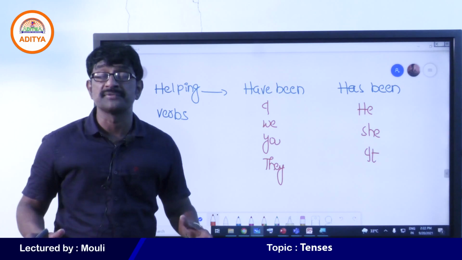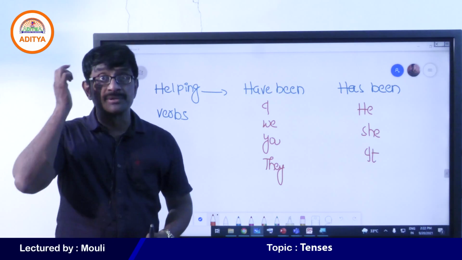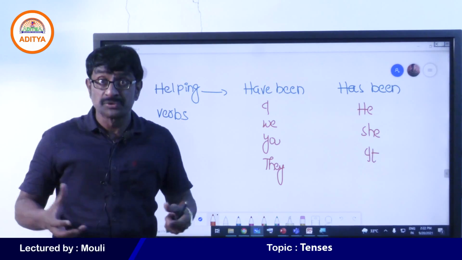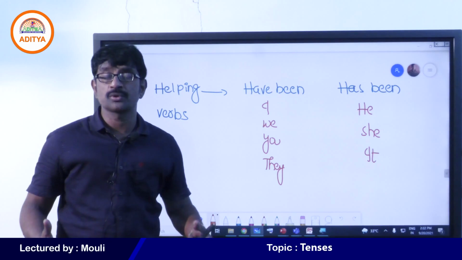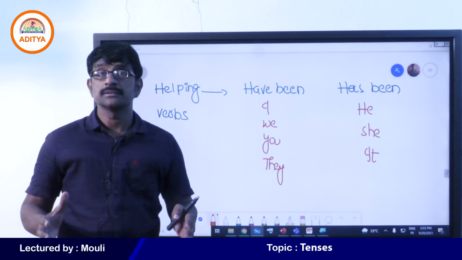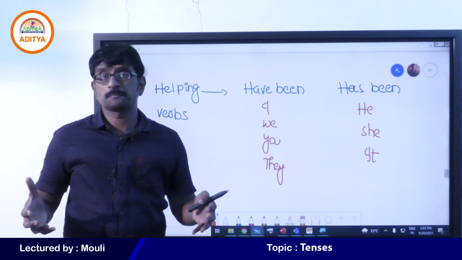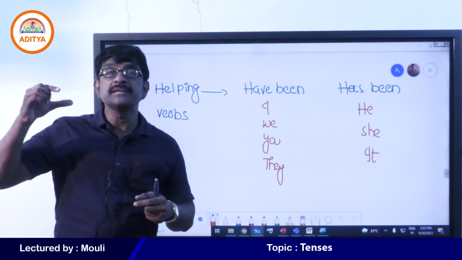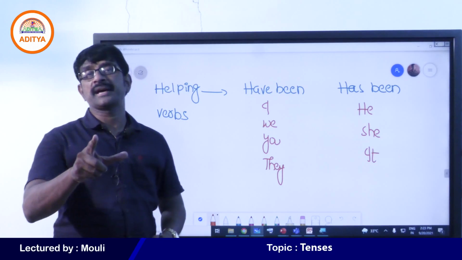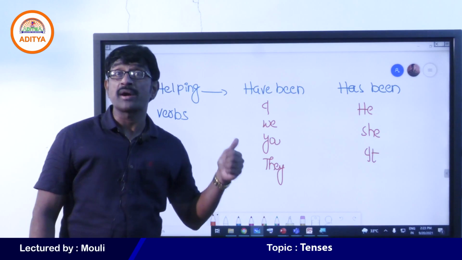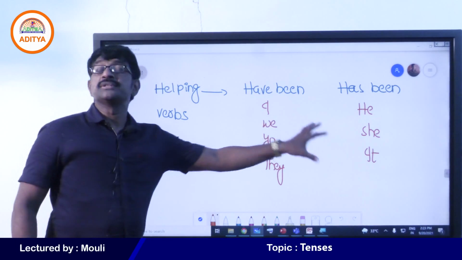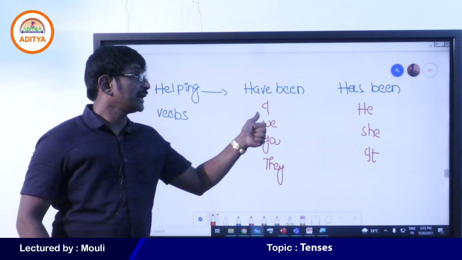So we can find the difference very easily and we can remember. Most of the students and outsiders are getting confused between have been and has been. They are unable to understand the real difference between these two. Instead of have been, they go for has been. Instead of has been, they go for have been. We should not do like that. We are doing the right job now. Students, did you see this? Have been and has been.